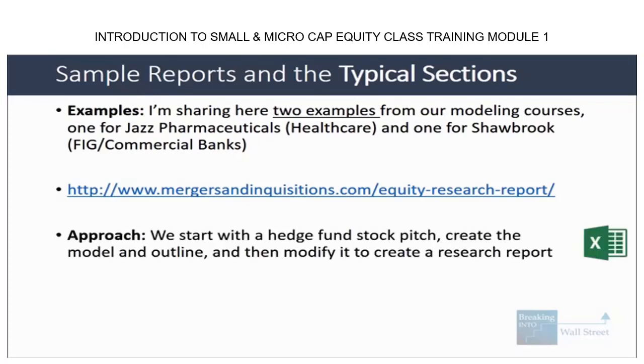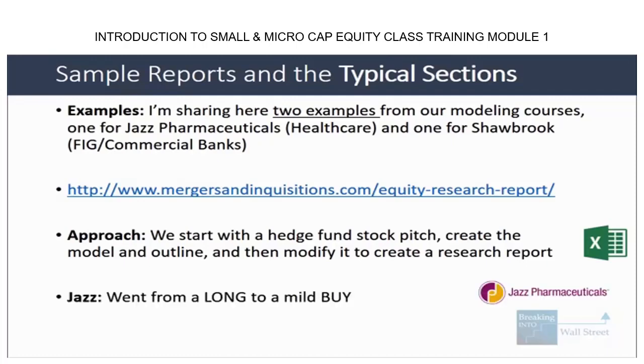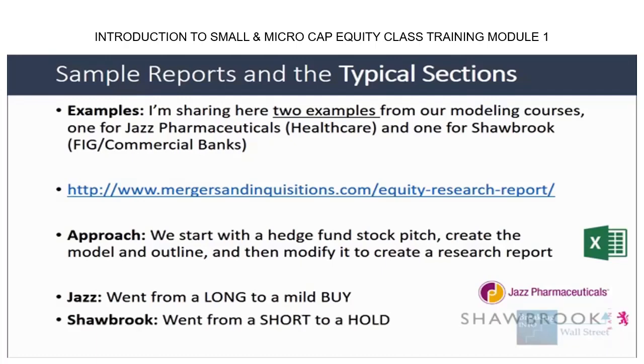mergersandacquisitions.com/equity-research-report. Our approach is that we generally start with a hedge fund stock pitch and we create the model and the outline for it, and then we modify it a little bit to create a research report. So in this case, our recommendation for Jazz in the stock pitch was a pretty strong long recommendation because we thought it was greatly undervalued. We modified it to a mild buy recommendation in equity research. For Shawbrook, this was actually a pretty strong short recommendation. We thought it was overvalued by around 30 to 50%, and we modified it and made it into a much softer hold recommendation in equity research because you are very rarely going to see a sell recommendation there.